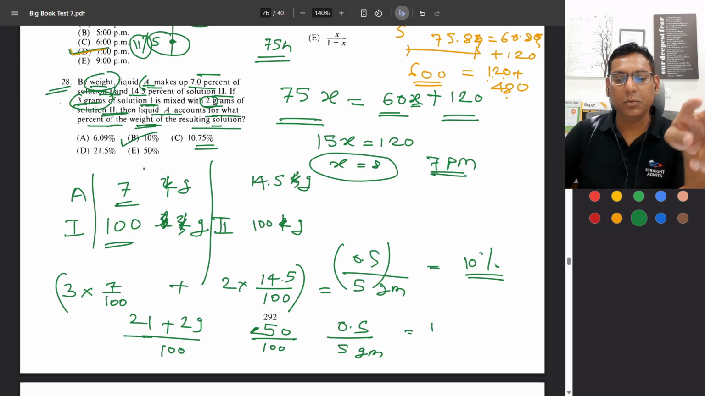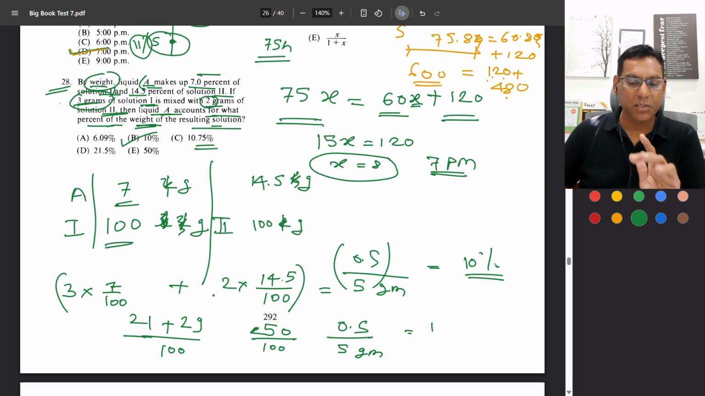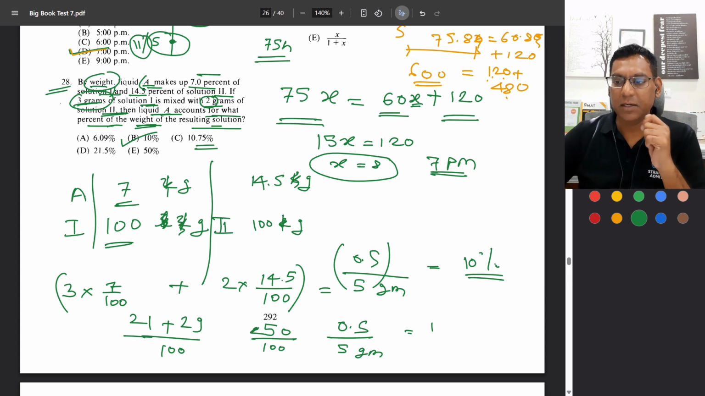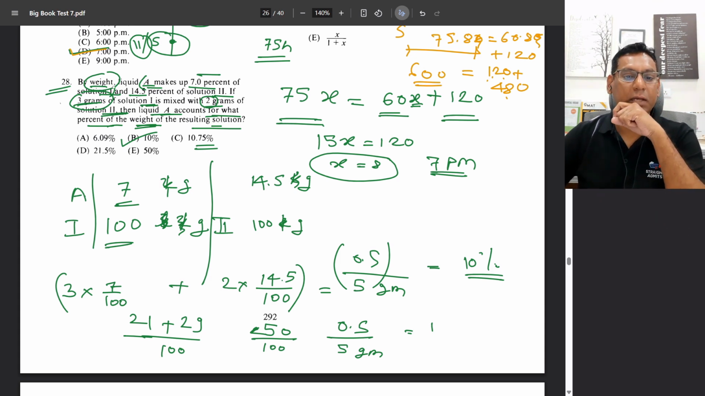Okay. Now this required a lot of math, right? Although the numbers were simple, there is another way of doing it. Let me just clear this out and I'll show you that.